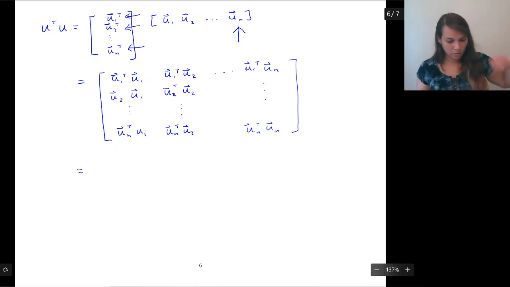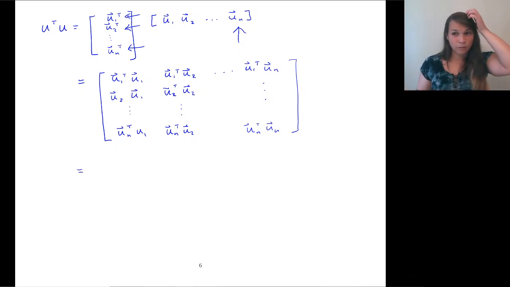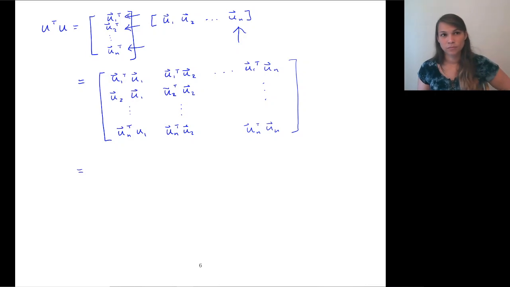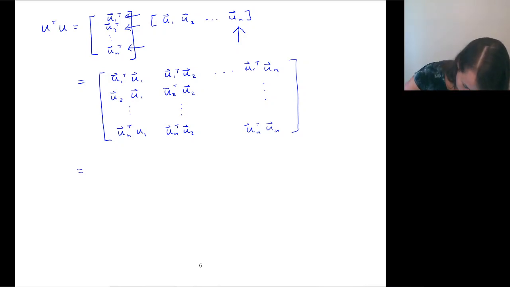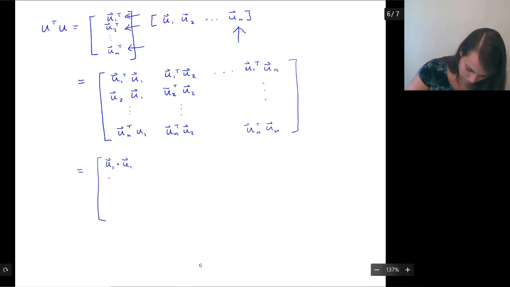And then remember what I talked about with dot product? I was like, we're gonna make up some multiplication, but really it ended up just being the transpose of a vector times another vector. We can use that here. So this is the same thing as U1 dot U1, and then U2 dot U1 all the way down.